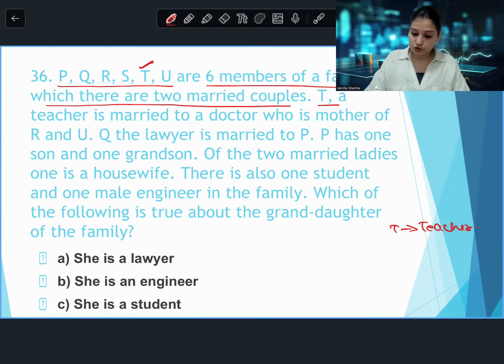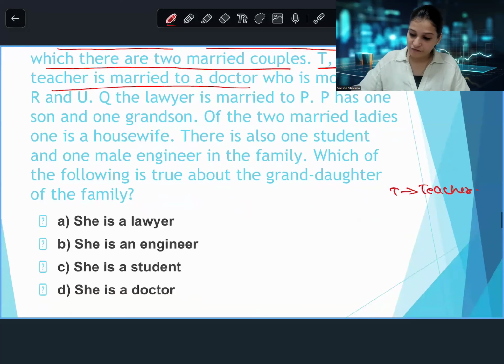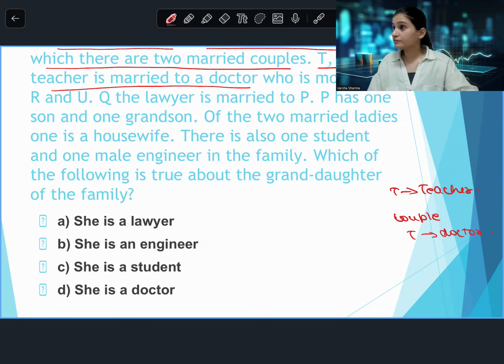He is married to a doctor. T is married to a doctor. So we already have 1 couple. T with a doctor. Agree? Yes, ma'am. T is married to a doctor.